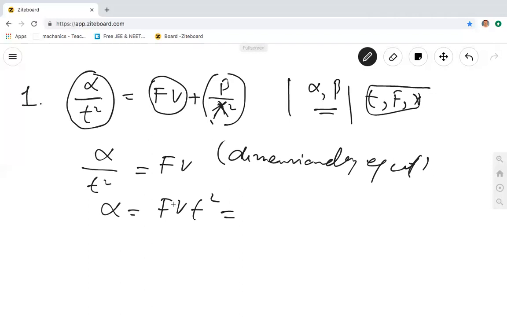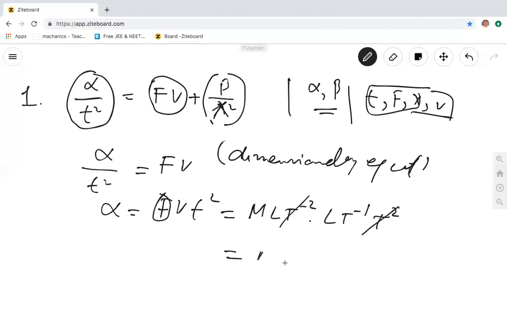So write F is equal to MLT minus 2. V is velocity, LT minus 1, and t square. Velocity is also a known physical quantity. This t square and t square go, it is M L2 T minus 1. Similarly, you can find beta. So how can you find beta?